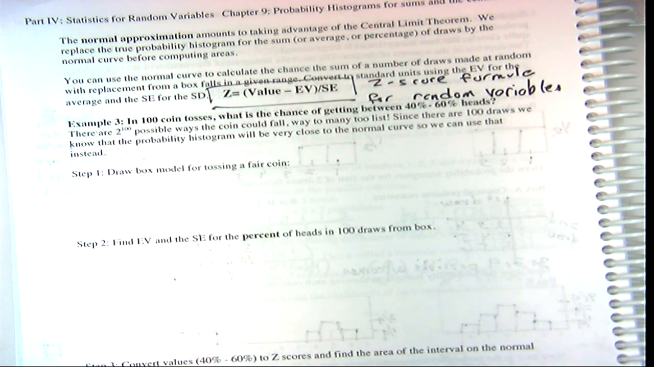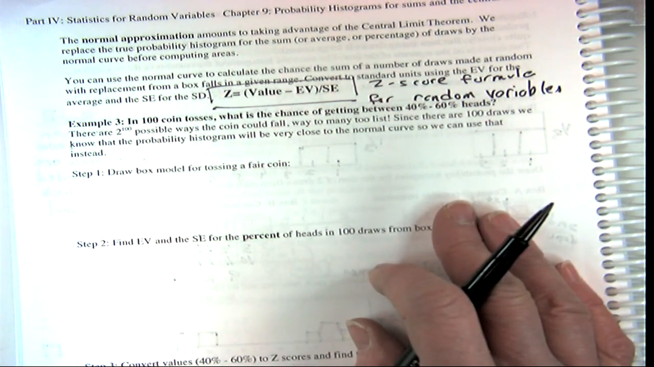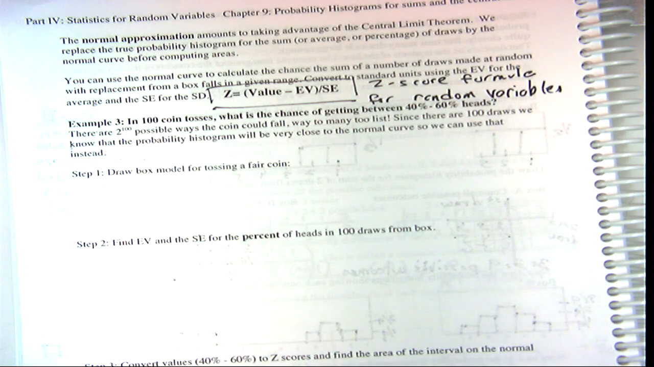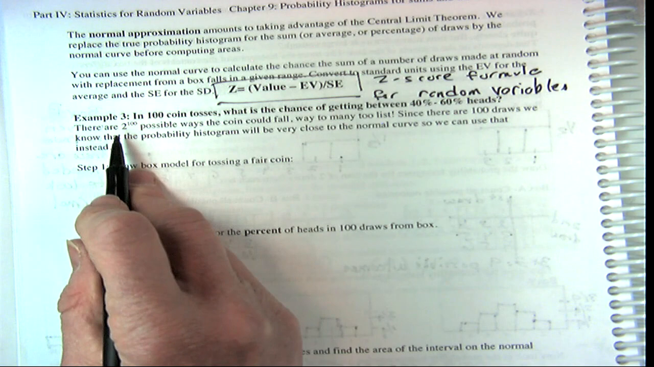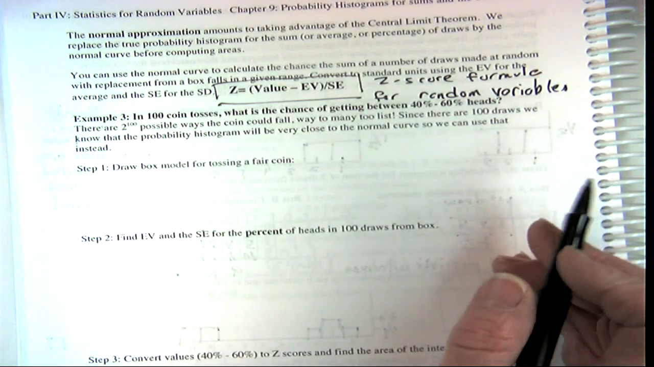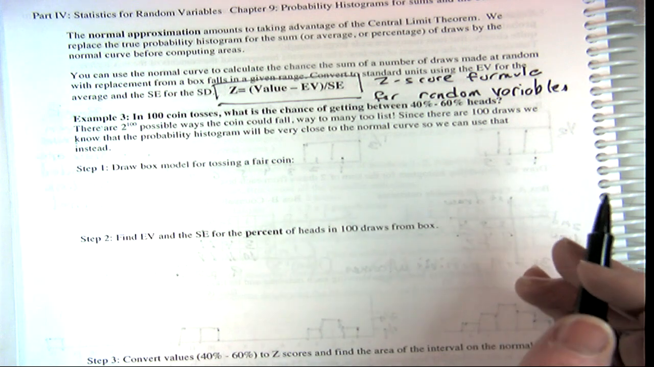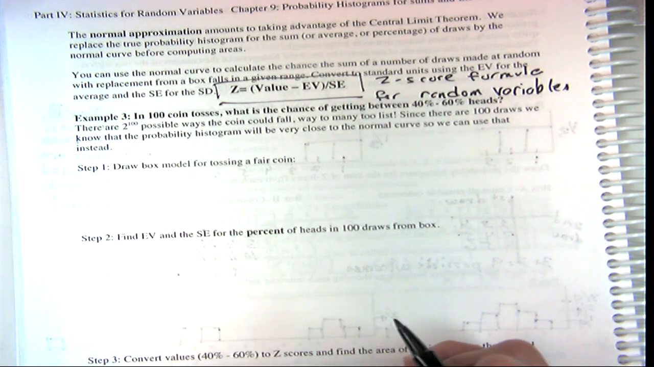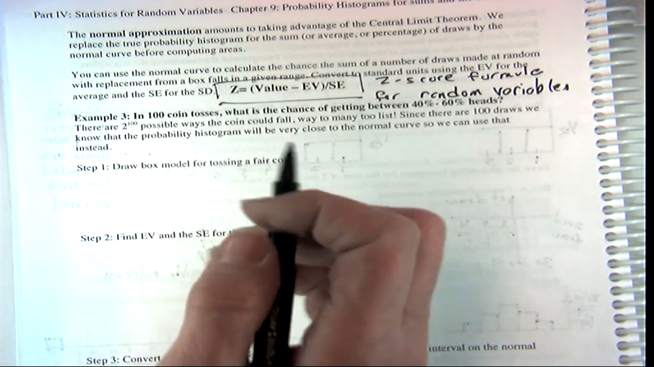So that's impossible. If we all did that, the Earth wouldn't last long enough for us to accomplish it. But that's a huge number. So there's no way we're going to list that, but we know that it's going to look really close to the normal curve, and so we can figure probabilities. We don't have to list all the possible outcomes because that would be impossible.